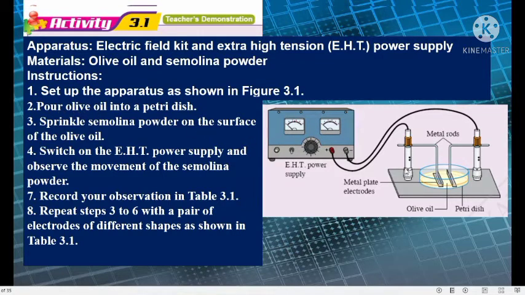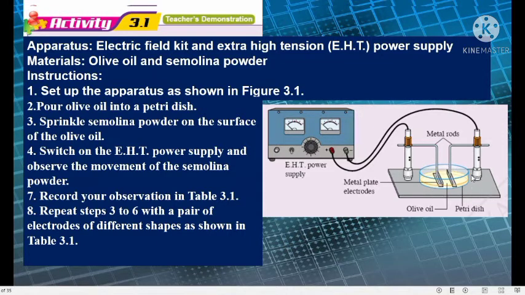Pour olive oil into the petri dish. Sprinkle semolina powder on the surface of the olive oil. Switch on the EHT power supply and observe the movement of the semolina powder. Record your observation in table 3.1. Repeat steps 3 to 6 with pairs of electrodes of different shapes as shown in table 3.1.